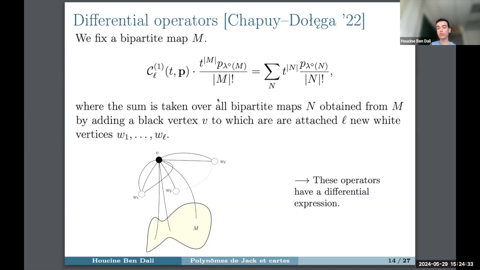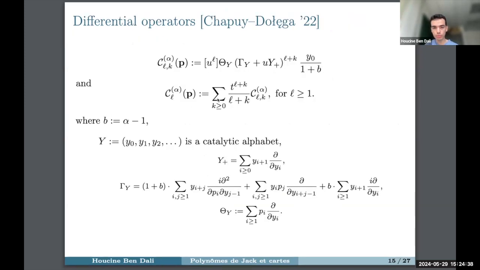What is interesting here is that these operators act nicely on maps, but they also have a differential expression, which uses an extra alphabet, which we call the catalytic alphabet. And the reason is that we want to add some edges, but on a precise corner, which we call the root corner. So in these intermediate steps, we would like to keep track of the degree of this root face. So instead of assigning a weight p_i to a face of degree i, to the root face, we associate the weight y_i.